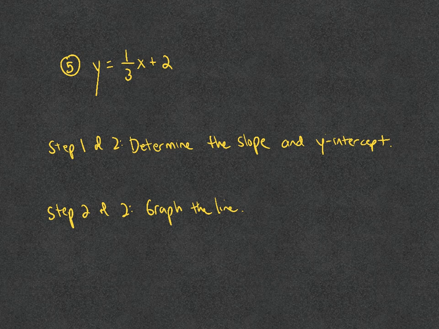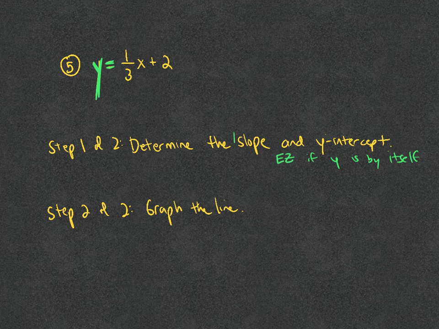This next one's pretty easy. Number 5, y equals 1/3 x plus 2. Step 1 of 2, determine the slope and the y-intercept. This is easy if y is by itself. Which in this case it is. Y is all by itself on its side of the equal sign.